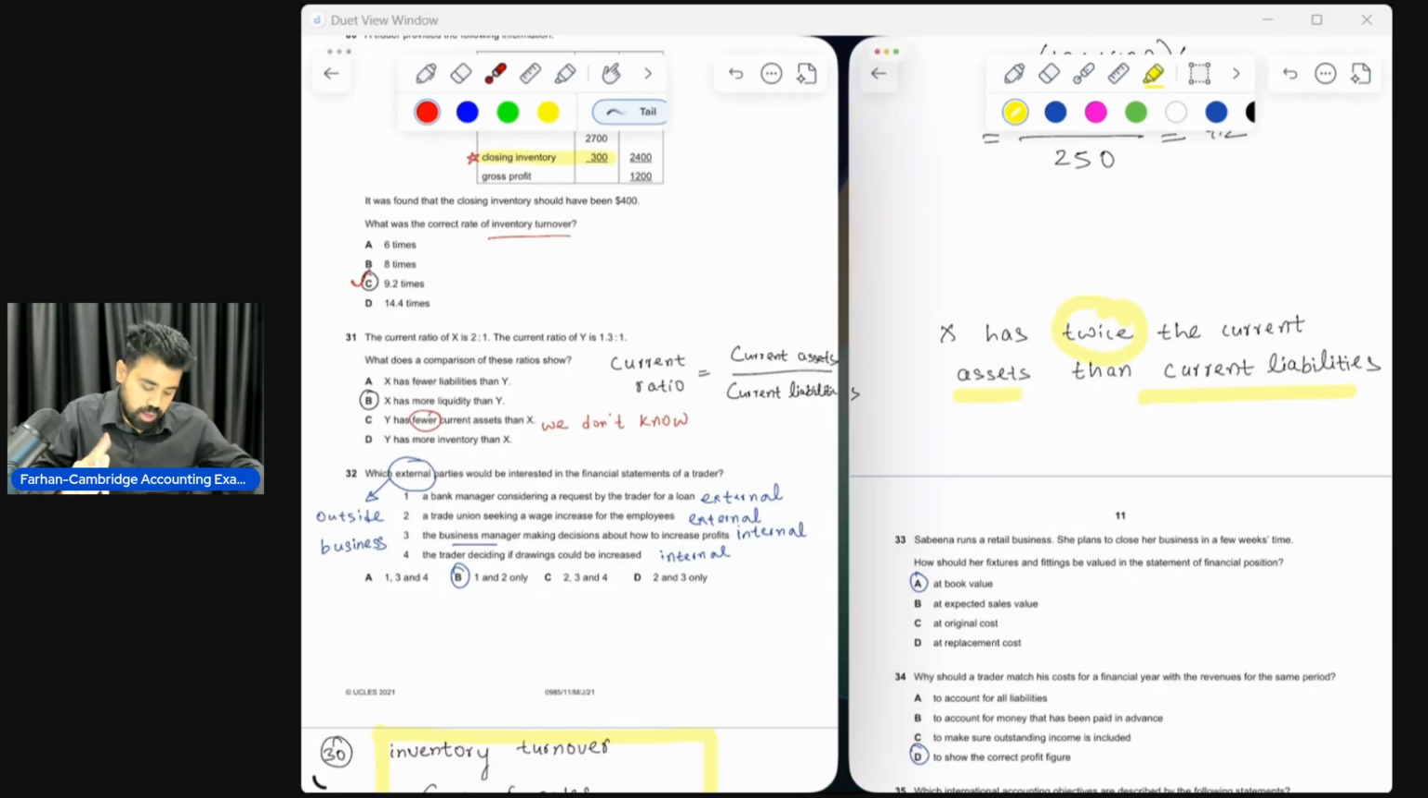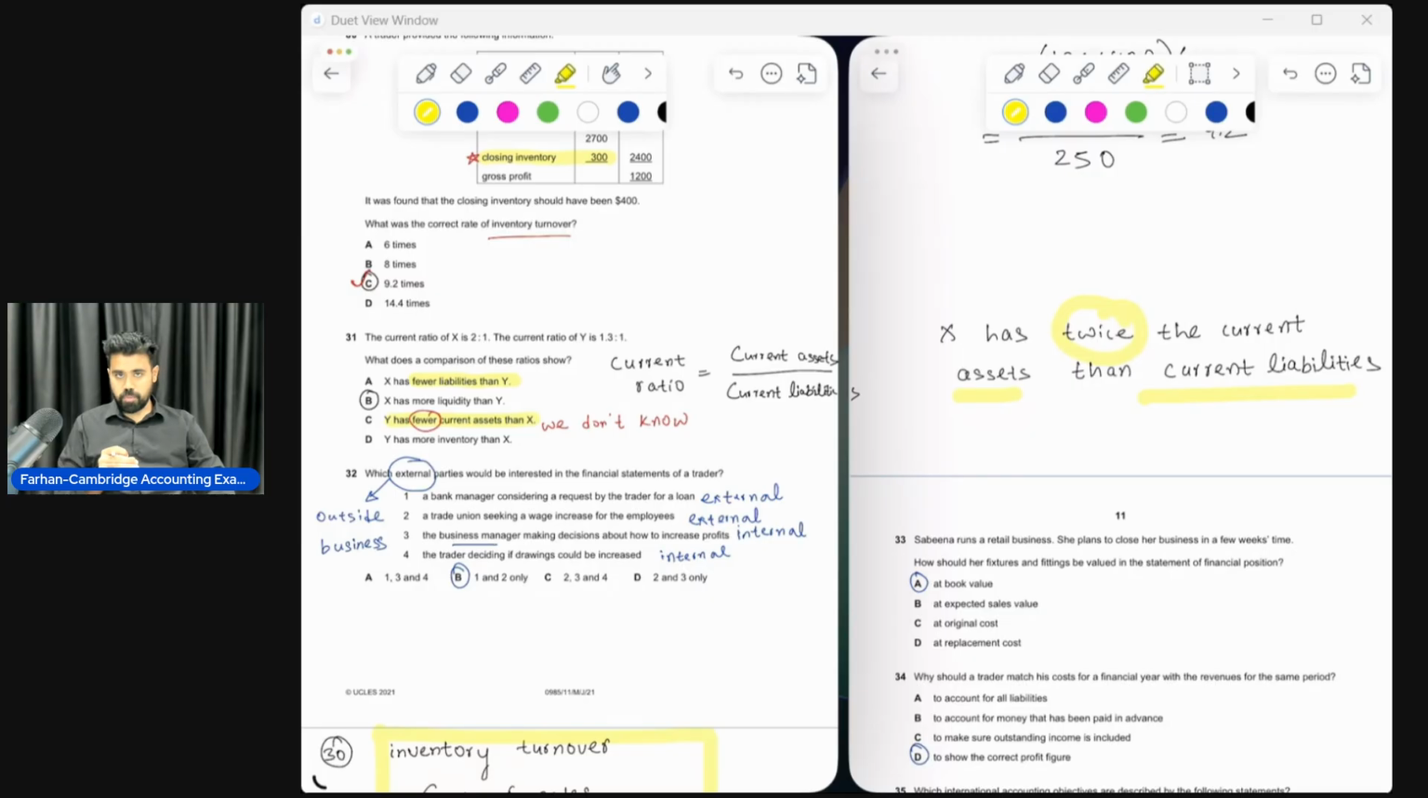All right, let's start with the first option. Option A, X has fewer liabilities than Y. Can we really say whether X has fewer liabilities than Y? And when you check option C, it says Y has fewer current assets than X. We can't really validate for sure whether they have fewer, because the comparison is between X and Y. And the trick in this question is that you need to understand this from a monetary perspective.